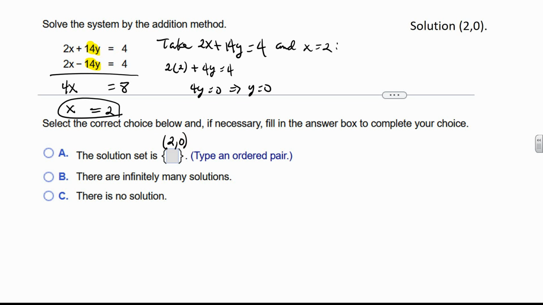Why did it go from 14y to 4y? At the top it's 2x plus 14y equals 4, and then you plugged in the 2, and now it's 2 times 2 plus 4y equals 4. Oh, it should be 14, I'm sorry. I just lost my 1. Okay, thank you. I'm not trying to create new math. Thank you, sir. Very good.